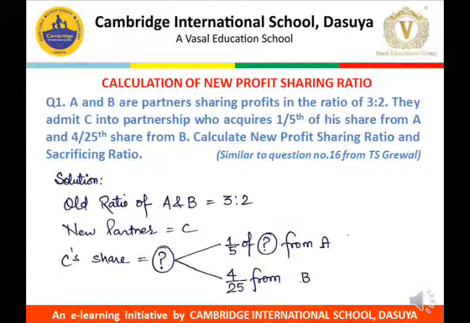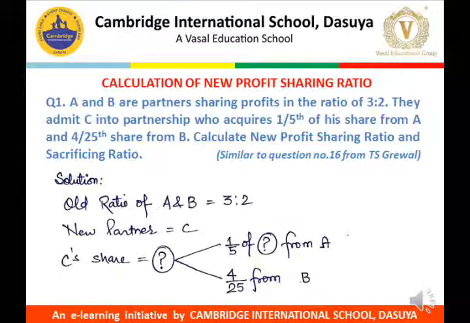This question is similar to the question number 16 from T.S. Garewal. So we will try to solve this question. The old ratio of A and B is 3:2. New partner is C. Now C's total share is not given in the question. It is mentioned that C will acquire 1 by 5th of his share, and the share of C is not given in the question.